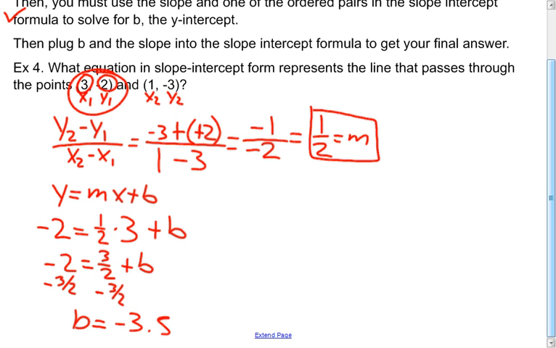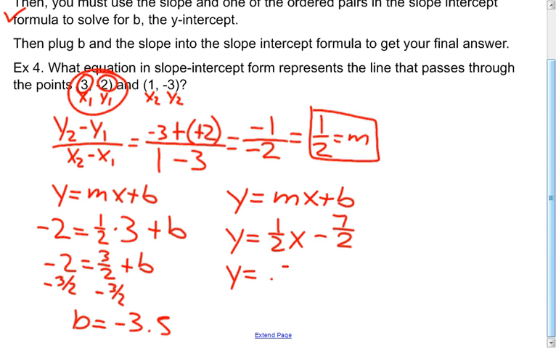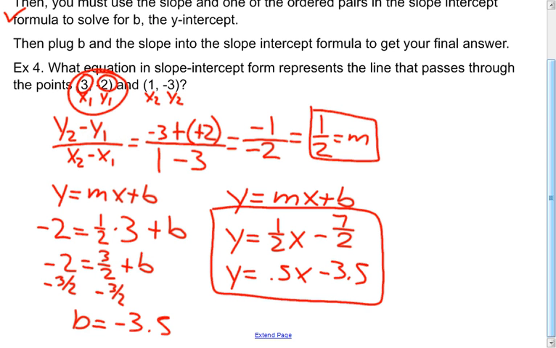We did that part. Now, plug b and the slope into the slope-intercept formula. So, y equals mx plus b. I knew what m was, 1/2. And now I know what b is, negative 3.5, which would be the same thing as negative 7/2. Okay? I could write that either way, as decimals or as fractions. Either one of those would be okay. That one's got a few steps to it. Make sure you write down those steps and understand what you're doing with those.